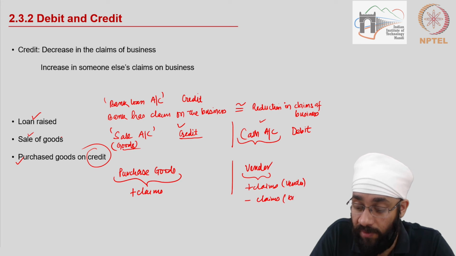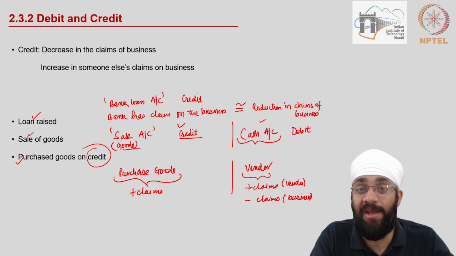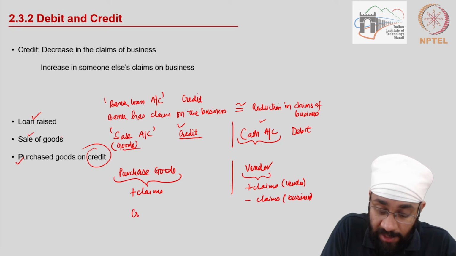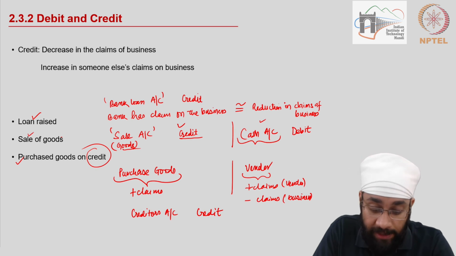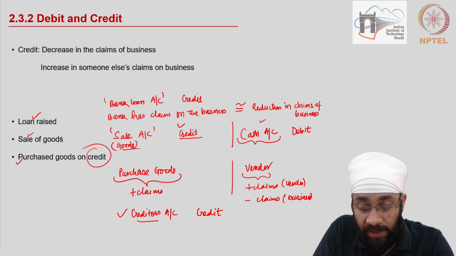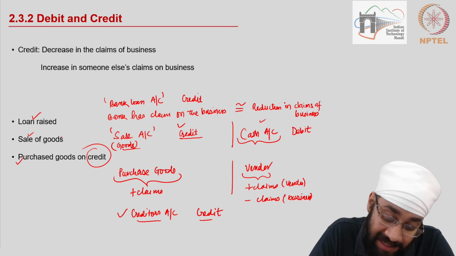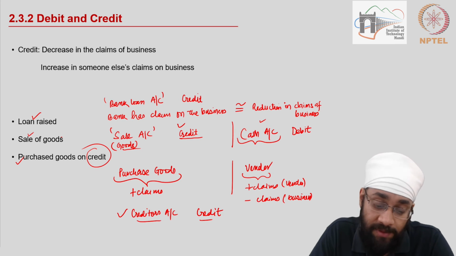This is with reference to our business. We are always thinking from the point of view of our company, our business. So the vendor has claims on our business. So we are going to write creditors account credit, and we are indicating that this creditor has a claim on the business. In other words, the business's claims are going down because somebody else has claims on the business.